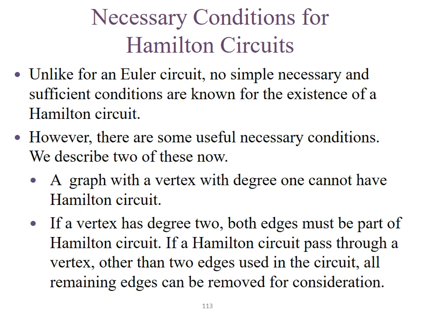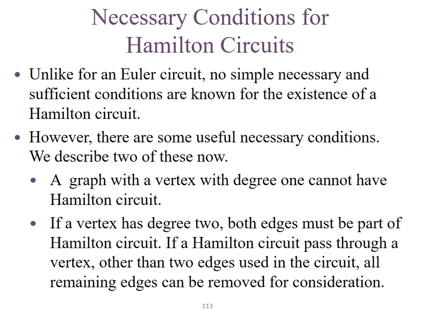If we have a vertex with just one edge, that means you can go out of this vertex, but you cannot go back. So in this case, we cannot have a Hamilton circuit. Let's see the second point. If a vertex has degree 2, both edges must be part of the Hamilton circuit, because we need to visit this vertex and go out of the vertex. So with degree 2, both edges will be part of the Hamilton circuit.